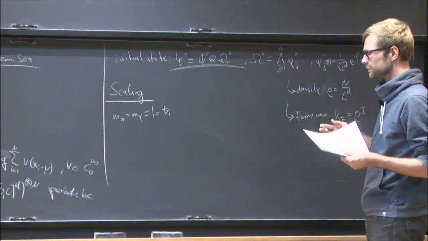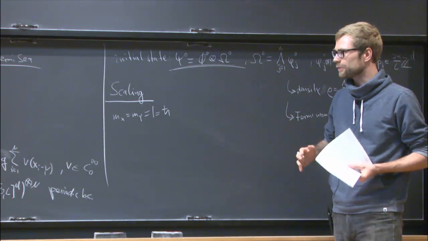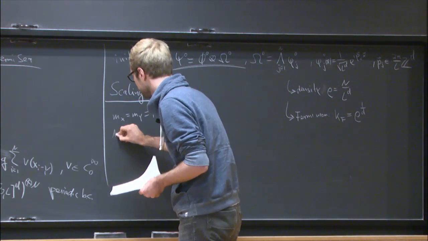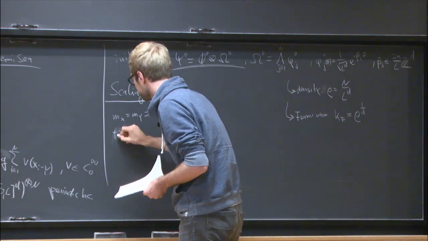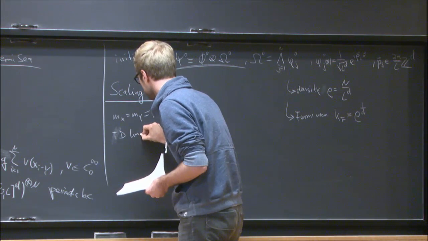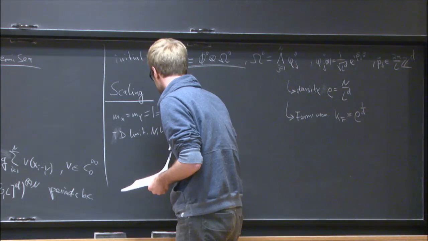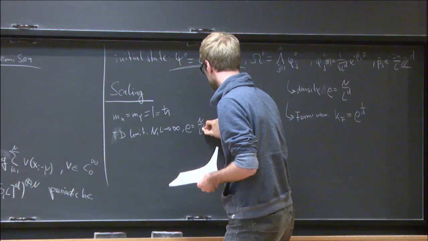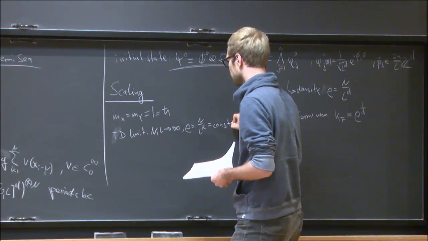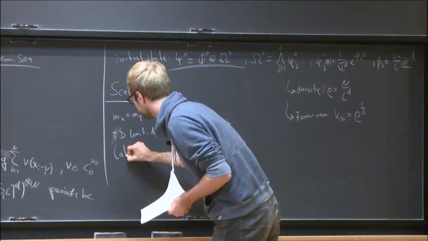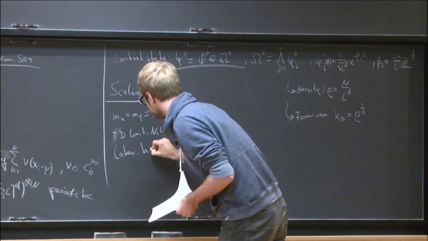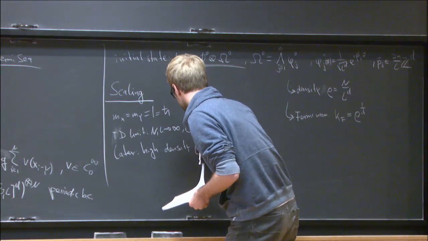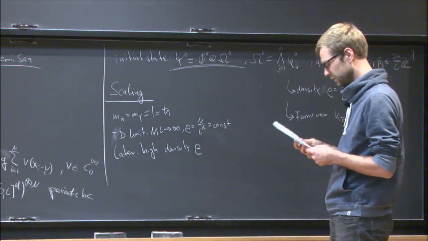Okay, and then what I want to do is I first want to get rid of all finite size boundary effects. So I want to perform the thermodynamic limit of n and L to infinity with constant density. And then later I want to make the density very high. I want to look at very high densities rho.